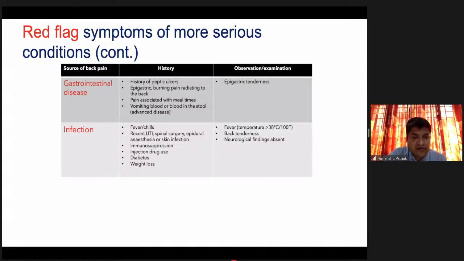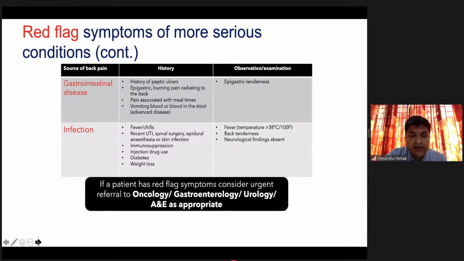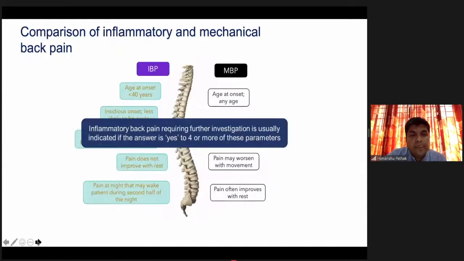If it is a peptic ulcer, there may be a history of gastritis and you may find epigastric tenderness. And if there is an infection, then the patient will be generally unwell. There will be a history of chills and rigors, recent history of UTI, patient on immunosuppressive drugs, diabetes, weight loss, and on examination the patient may have fever, back tenderness, neurological deficit. So all these things are red flags. And I'm discussing this upfront because these things are not to be missed. If you find any red flag on low back pain examination, you need to investigate it and probably refer to the concerned specialty. So when we say back pain, it is very important to differentiate between inflammatory back pain and mechanical back pain. So what is inflammatory back pain?